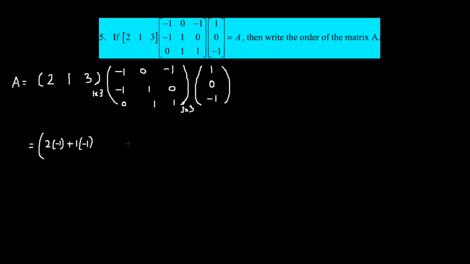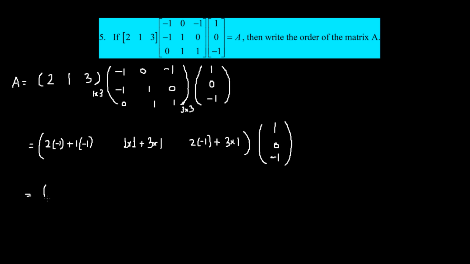Now we go to the second entry, which will be 2 times 0, which is 0, then we have 1 times 1 plus 3 times 1. Then we move on to the third entry, this will be 2 times negative 1, 1 times 0 is 0, I'm skipping it, and then we add 3 times 1. So this will give us the matrix, which is the product of the first 2 matrices. And we have the column matrix 1, 0, negative 1.